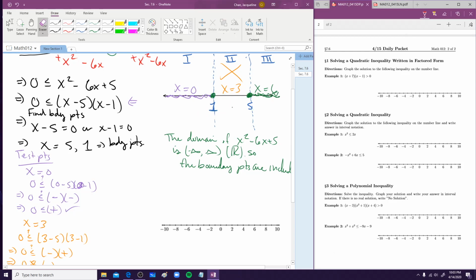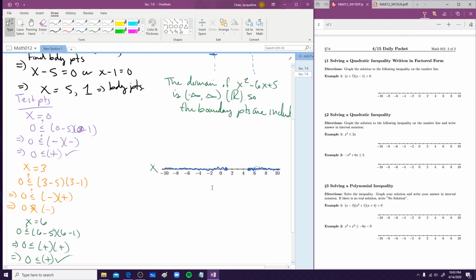Essentially, what we're finding is the domain of our inequality, because these are all the x values. So if you say that our inequality's domain is all real numbers, and it's not, then it's false, right? So what do we do? We're going to plot our boundary points, which are 1 and 5. Our first interval is included, our second interval is not, and our third interval is included. So this right here is our final graph.